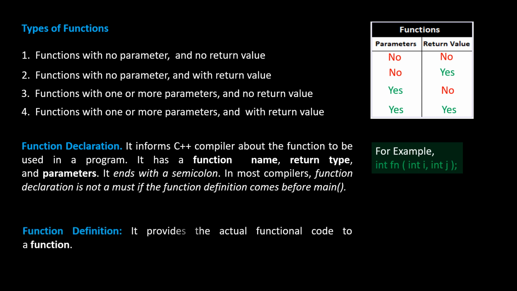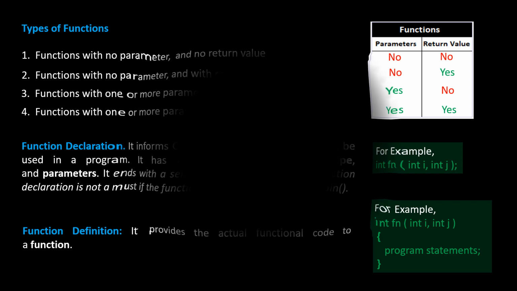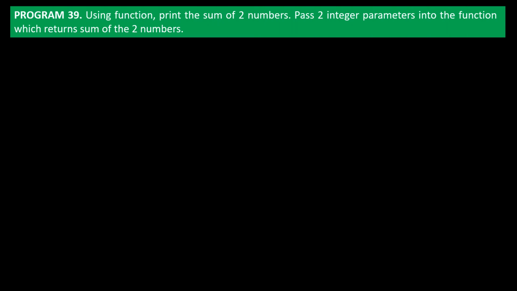Function definition. It provides the actual functional code to a function. This is an example of the function definition. Program 39. Using function, print the sum of two numbers. Pass two integer parameters into the function, which returns the sum of the two numbers. Here is the program code.